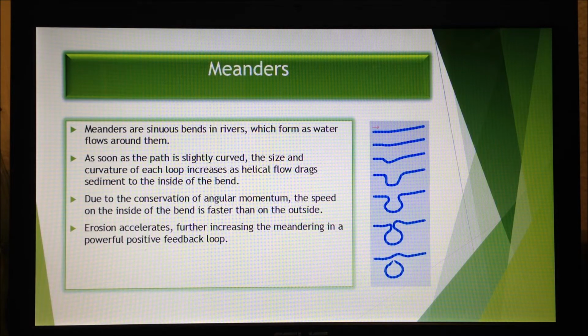So I'm just going to leave you guys with a video that's kind of like a time lapse of how these meanders form.